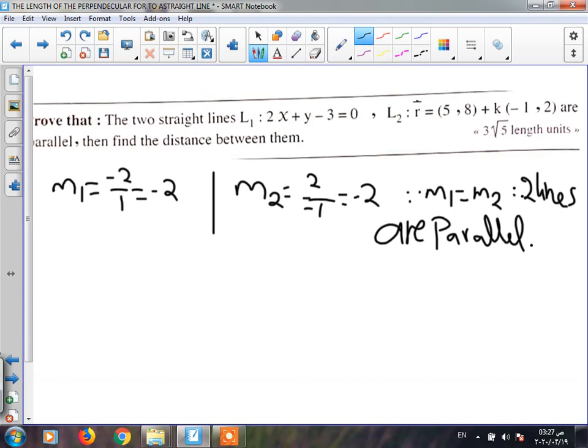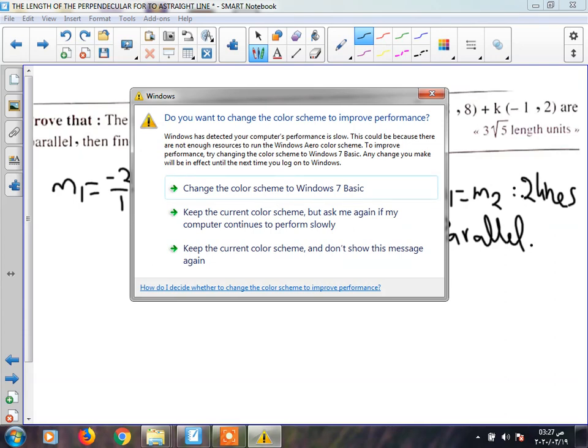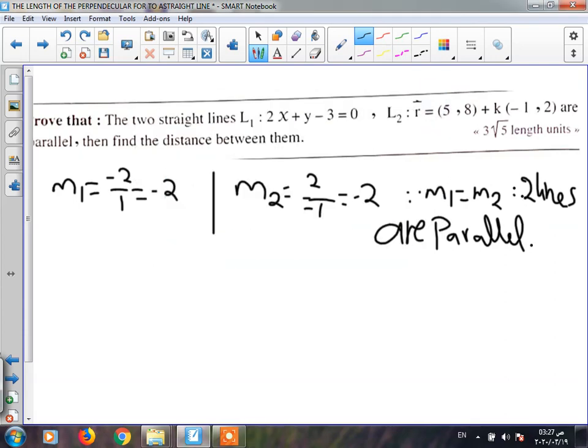Then he's asking about getting the distance between the two straight lines. We haven't taken the distance between two straight lines, we have just taken the distance between a point and a straight line. What about the distance between two straight lines? If you get the distance between any point that lies on one of them and the other straight line, in this case you get the distance between the two straight lines.